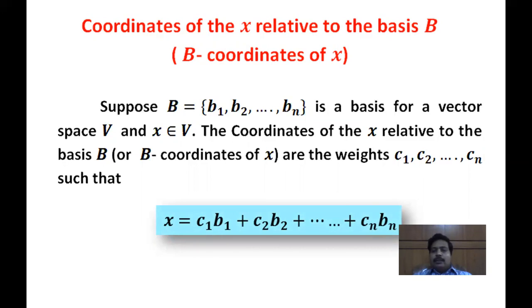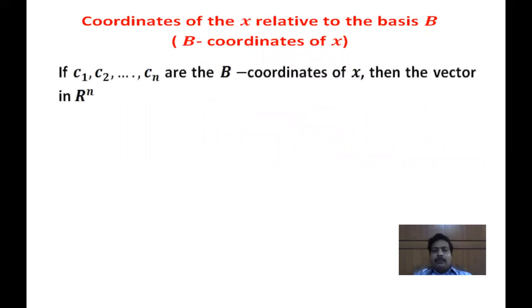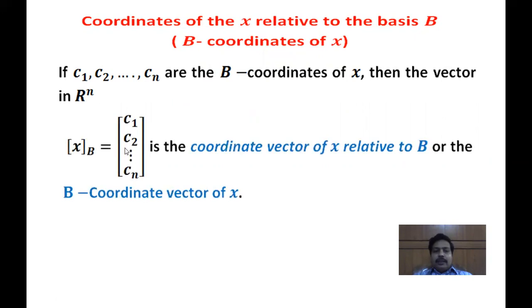So these unique scalars or weights are called the coordinates of X. If these are arranged in a column matrix form, like this, if C1, C2 and so on, Cn are the B coordinates of X, then the vector in Rn, which we denote by XB, is called the coordinate vector of X relative to B, or simply the B coordinate vector of X.